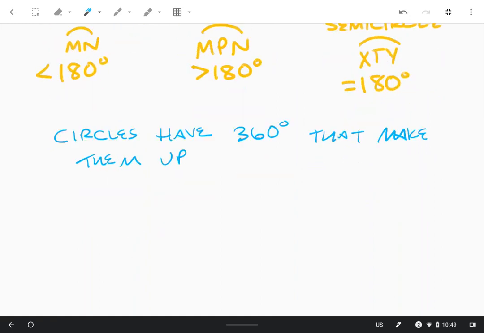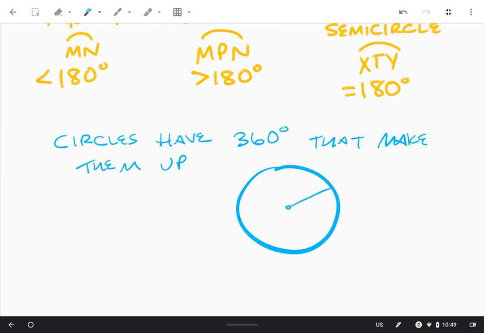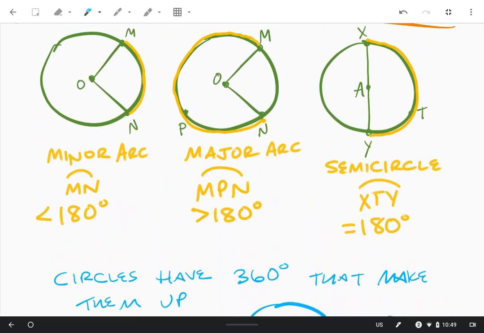And what I mean by that is if I have a circle, I can imagine that there's 360 little slices of the circle. This is called 1 degree. I think we covered this in a previous lesson, but I just wanted to make sure you understood that. So when I say that the minor arc here is less than 180, all minor arcs are less than 180 because they're always going to be made up of a central angle, and that central angle is going to be smaller than 180 degrees.